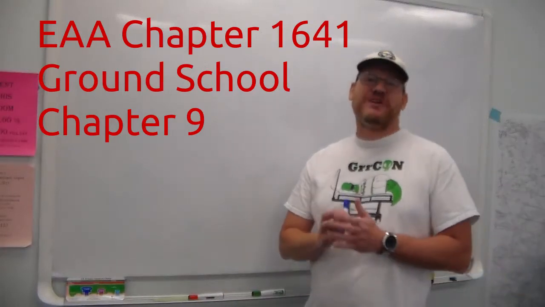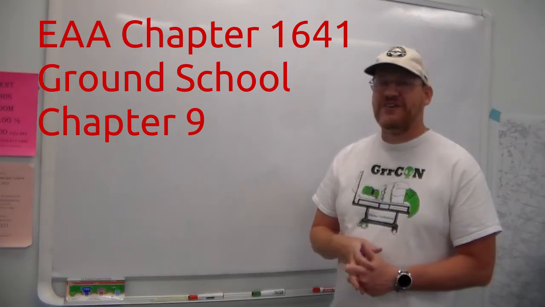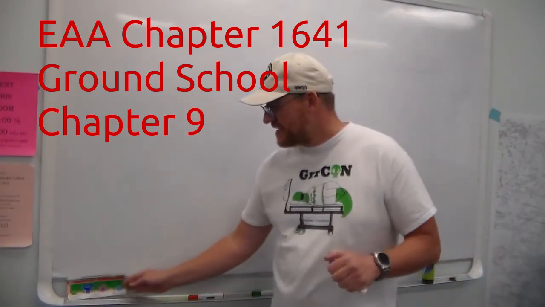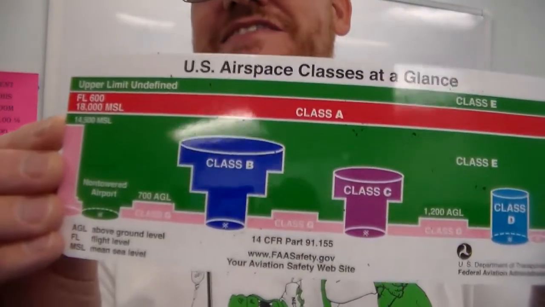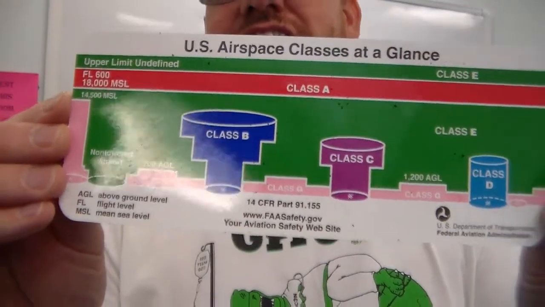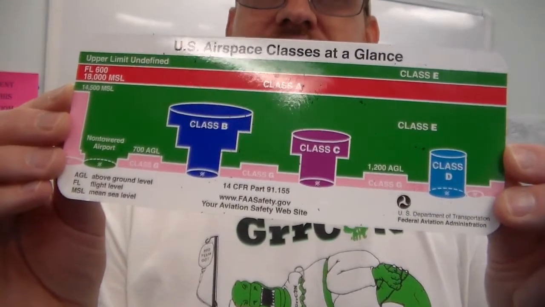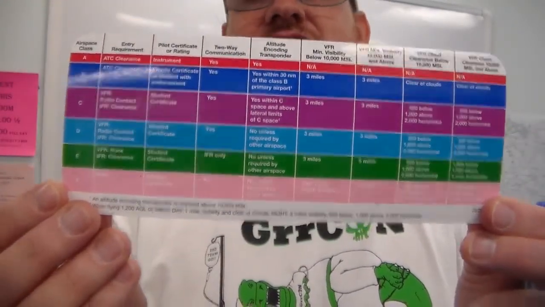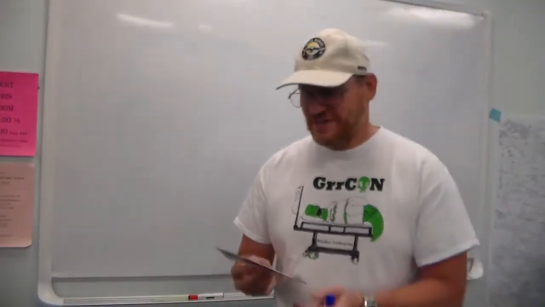Let's talk about airspace. This is chapter 9 in your book. Now, airspace is like a big topic. It's kind of confusing. If you're ever out at the airport, BJ has a nice supply of these little guys. It has typical airspace on one side. On the other side, it has all of the requirements to be in that airspace.